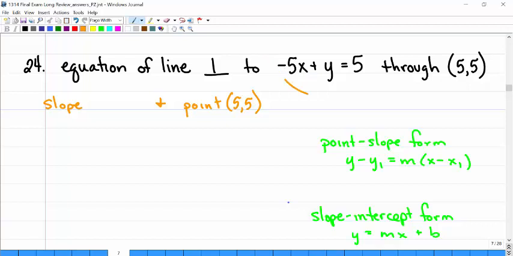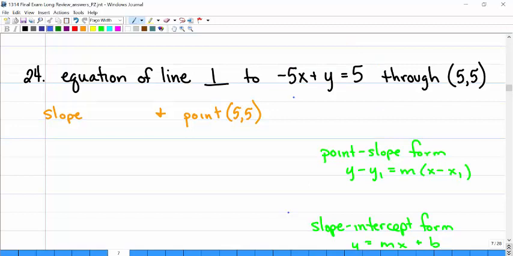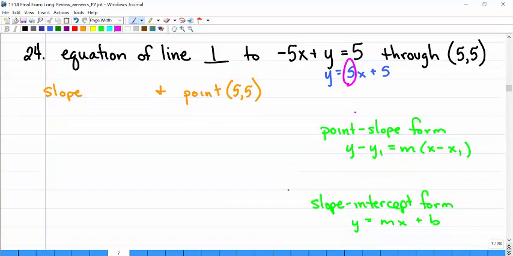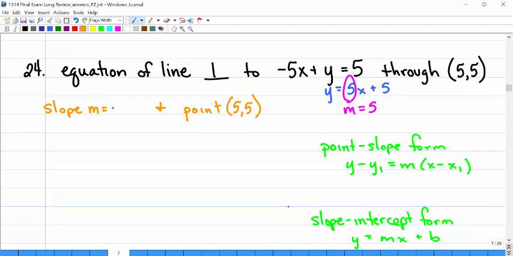Well, they give you another line. Could you find the slope of the line that they give you? Well, if I add 5x to both sides, I get y equals 5x plus 5. So the slope of the line that they give me is 5. I want the equation of a line perpendicular to that line. So if this slope is 5, the slope of the line I want is -1/5. And that's because perpendicular lines have slopes that are negative reciprocals.